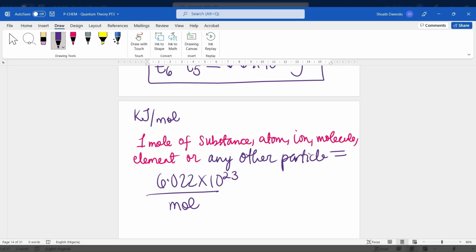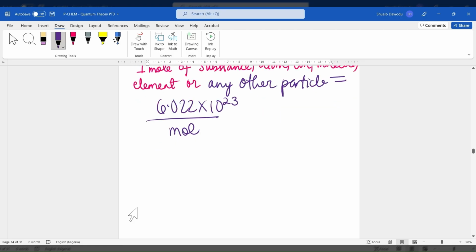Like, for example, if they tell you to find the molar volume, you just say volume divided by the number of moles given. If they ask you to find molar heat capacity, you'll be dividing the heat capacity by the number of moles given. You were not given the number of moles, but you understand the concept that 1 mole of a substance, whatever it is, atom, ion, molecule, element, or usually any other chemical particle or quantity, is going to give you 6.022 times 10 raised to the power of 23 of that quantity. Anyway, so that's what we're going to use.